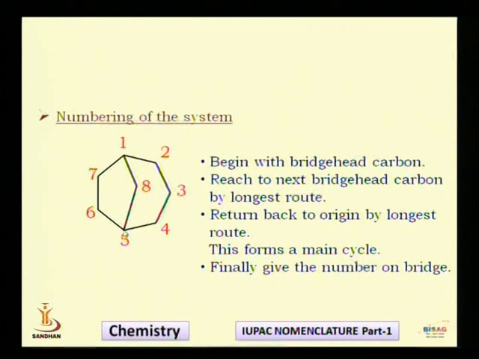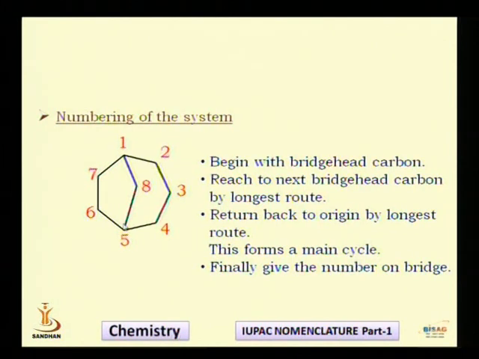So I have reached the next bridgehead carbon and I have numbered it 5. Now see, after doing this, you have to come back to the original bridgehead carbon, and again if you have more than one way, then you have to prefer the longer way. So by reaching up to 5, I have to come back to number 1, and I have two options. I can go by this way, or I can go by this way.